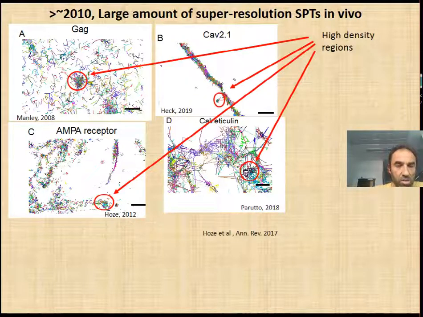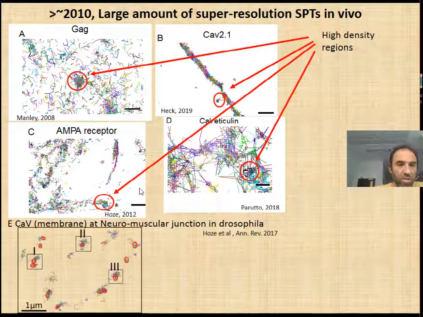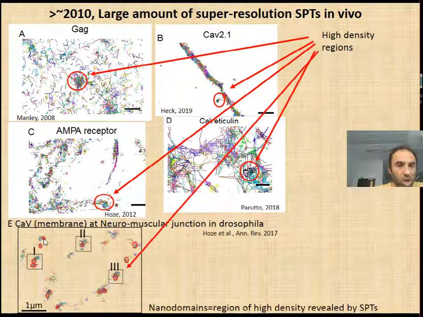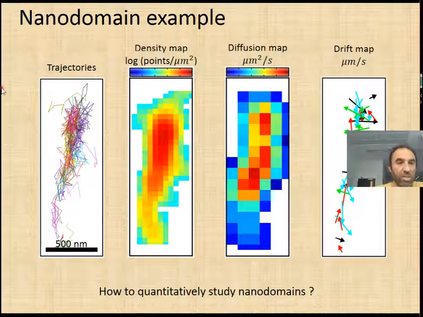In all these cases, we can see that the distribution is not homogeneous but characterized by regions of high density. Another example is at the neuromuscular junction of the Drosophila, where you can see that most of the trajectories are located inside this region of high density, highlighted with these red ellipses. So this nanodomain corresponds to the region of high density revealed by this SPT. Now how to analyze this region? Starting from the ensemble of trajectories, it is possible to calculate the density map, the diffusion map, and also the drift map.